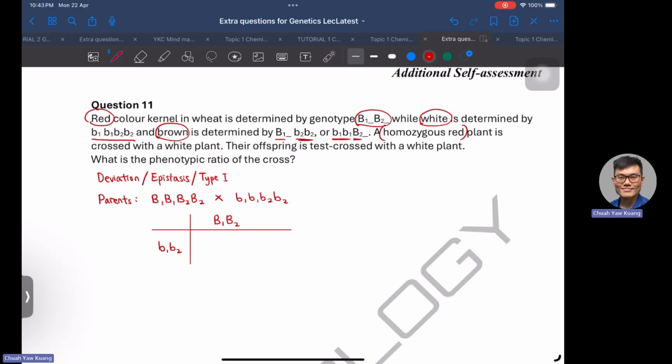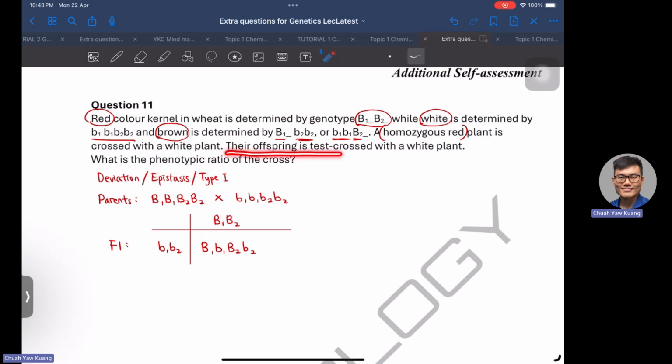Okay, so after we have done with this, then we will do the cross. So it will be B1 heterozygous, and then B2 heterozygous as well. That means that all of the F1 generation are heterozygous, all of them, and all of them would be red in color as well. Okay, so done with this, but not yet, because you can read the question here.